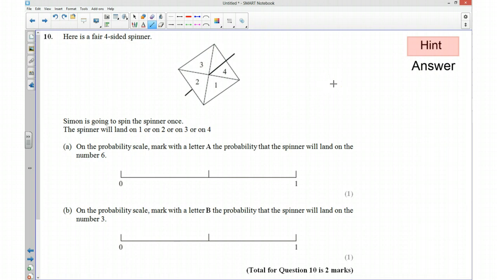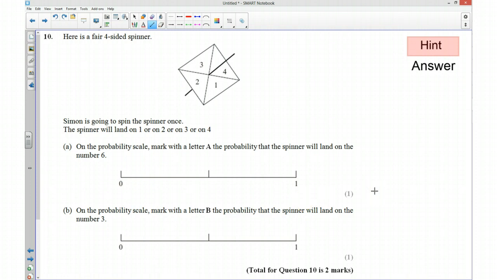Next question. Here is a fair four-sided spinner. Simon is going to spin the spinner once. The spinner will land on 1 or on 2 or 3 or 4. On the probability scale, we need to mark with a letter A the probability that the spinner will land on the number 6. So what are the chances, do you think, of the spinner landing on the number 6? And to remind you, our probability scale goes from 0 to 1, where 0 is impossible and 1 is certain.